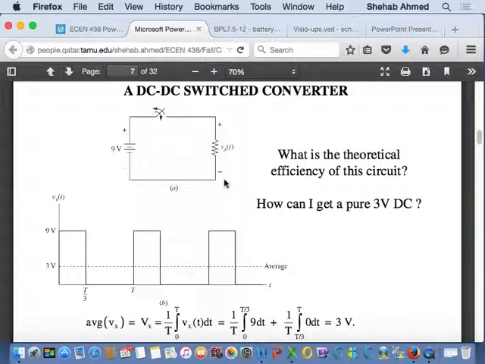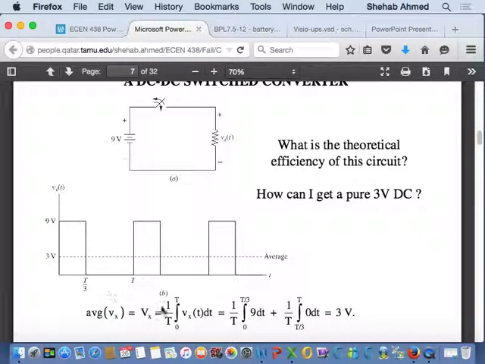We talked a little bit about that, and we said that the way to do that is to pulse this input voltage so that the average output is the 3 volts that you require, right? So you would write the average equation for this waveform, and the book goes through that and does the derivation here for you. So the output here would be 3 volts.